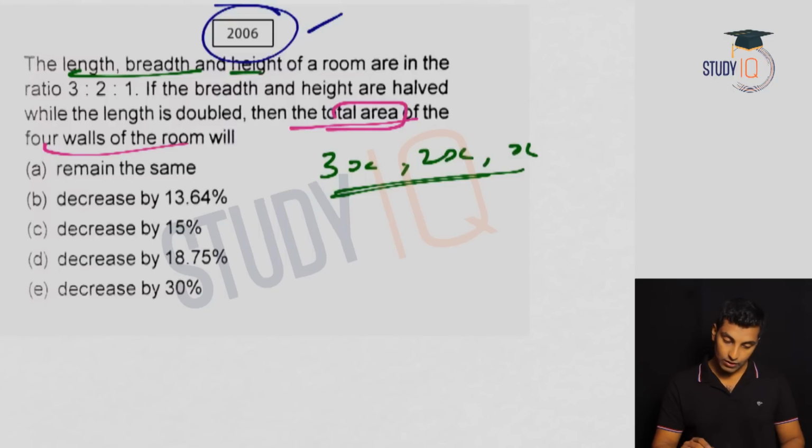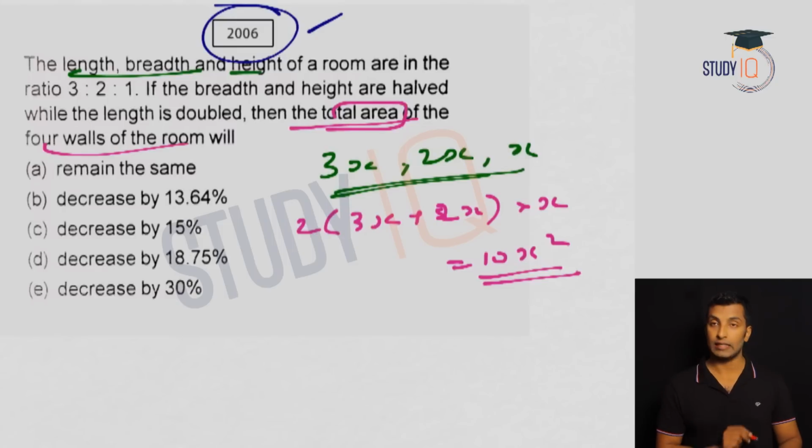So in the first case, what will be the area? 2 into (3x plus 2x), that is 5x, into height x. So what you get is 10x square. So this is the first case: 2 into (length plus breadth) into height.